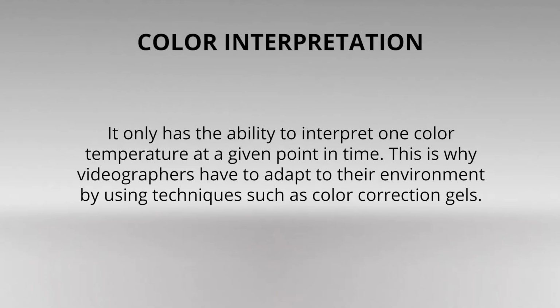Our brains are extremely adept at counteracting these color casts, even in mixed temperatures, so that white generally looks white even when we walk from a low-lit room to the bright outdoors. We basically have perfect auto white balance. Your camera, however, needs a little more help to render colors naturally. It only has the ability to interpret one color temperature at a given point in time. This is why videographers have to adapt to their environment by using techniques such as color correction gels. You want to fix as much as possible before you get to post-production.